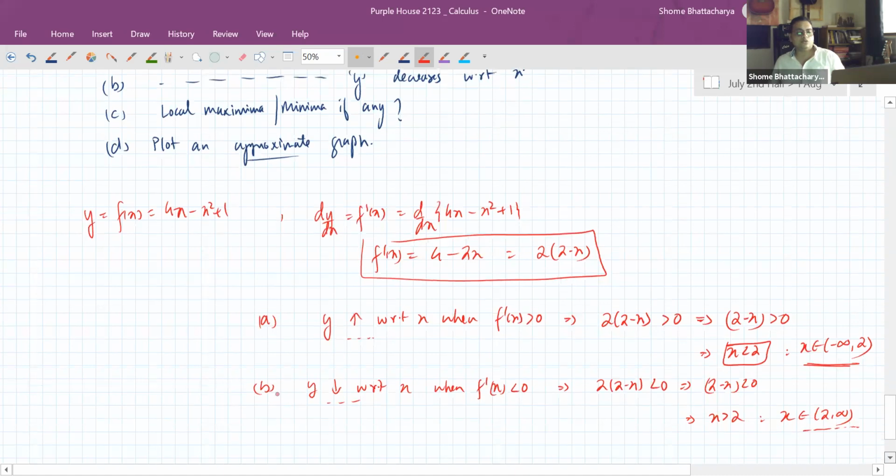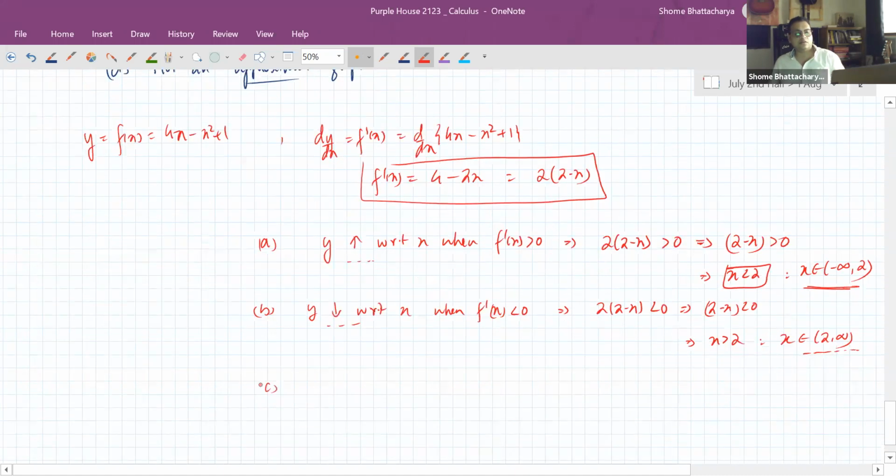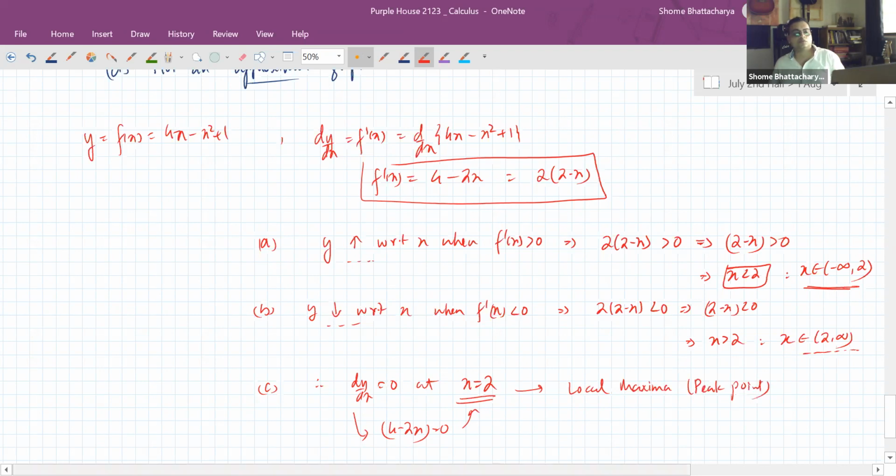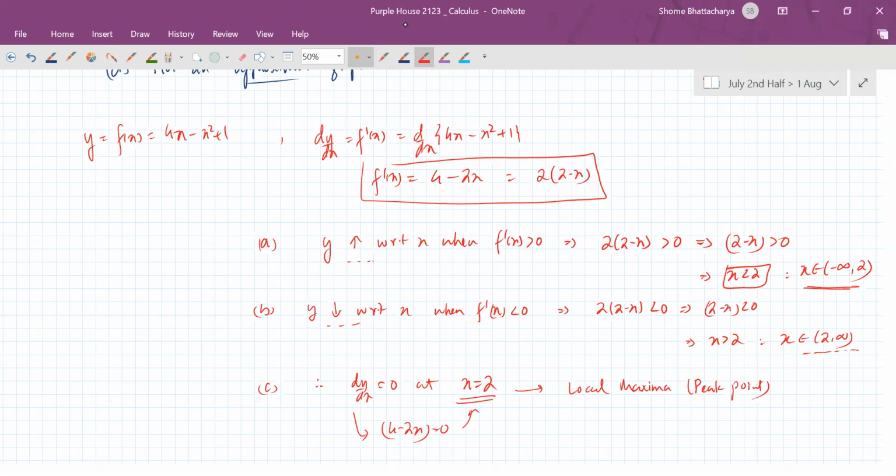So it's pretty obvious that at 2 the function should have a local maxima. So therefore, dy by dx is equal to 0 at x equal to 2, because dy by dx is this. So at this point, there is a local maxima or a peak point. So just make sure you understand all this information and try to visualize the graph.